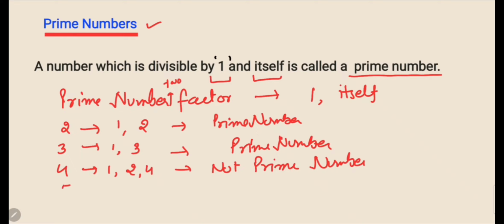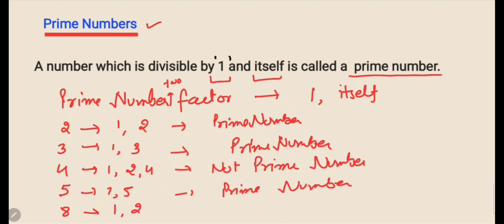Next, let's take an example of 5. 5 also is divisible by 1 and itself. So this is a prime number. So in this way we can find out prime numbers. Let's see whether 8 is a prime number or not. The factors of 8 are 1, 2, 4 and 8 itself. So it's not a prime number because its factors are more than 2.